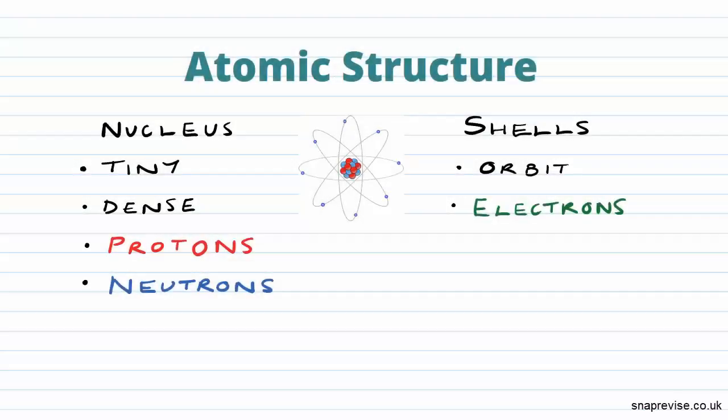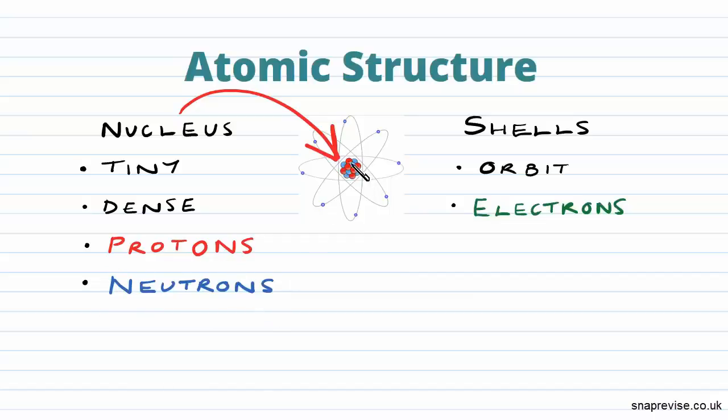Atomic structure. Here we have a diagram of a small atom. In the middle of our atom we have a tiny nucleus. Our nucleus is tiny in comparison to the rest of our atom, and it's incredibly dense, containing most of the mass of our atom. Now in our nucleus we have protons and neutrons.